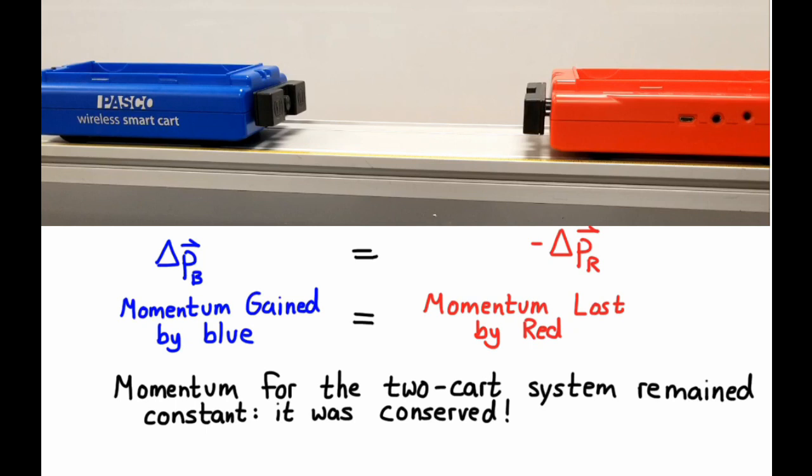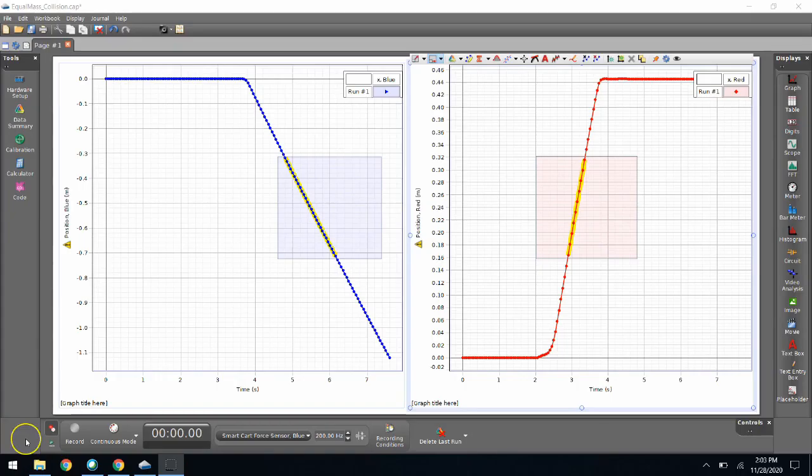Now it's important to note that this is for the system. The momentum of one cart or the other is not conserved, but together their momentum is conserved. So let's see if we can investigate and figure out if that was actually true during our collision.